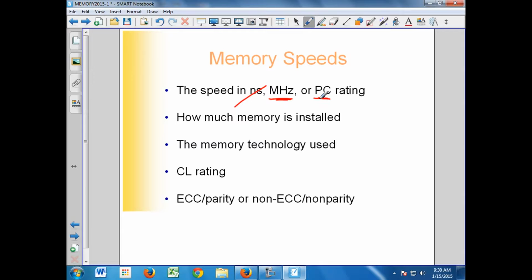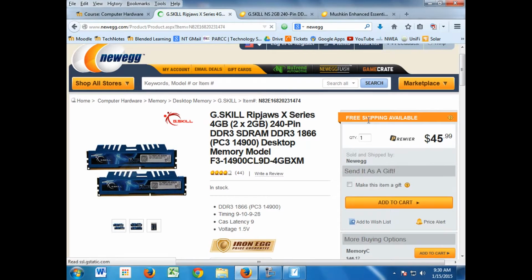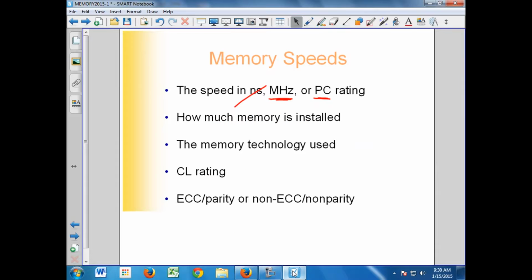The PC rating is the generation. So when I look back here, DDR3 is PC3. It's the generation, the same number. DDR2 would say PC2, DDR would say PC. So that's the generation of it. The newer generation is better, but that's decided by my motherboard. And then a faster megahertz speed is better.